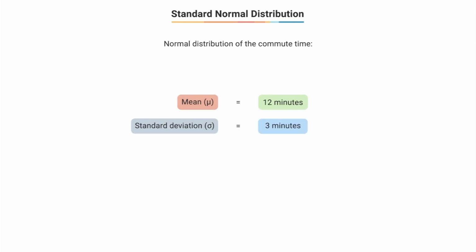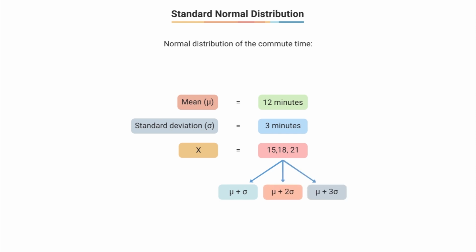Let us go back to our normal distribution of the commute time. Here you can see that we have our mean as 12 and standard deviation as 3. Earlier we were considering x to be values like 15, 18 and 21, which were multiples of 3, so that we could represent them as mu plus 1 sigma, mu plus 2 sigma and mu plus 3 sigma respectively. But what if I consider a value like 17?